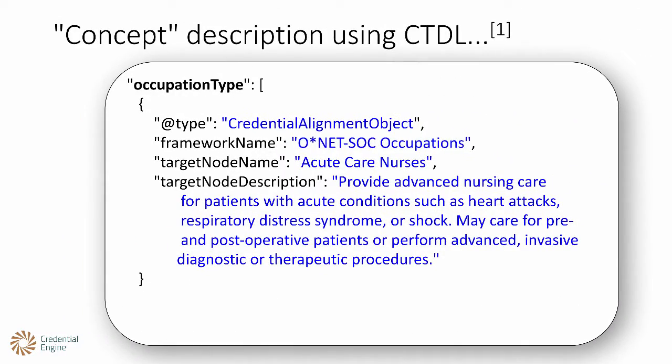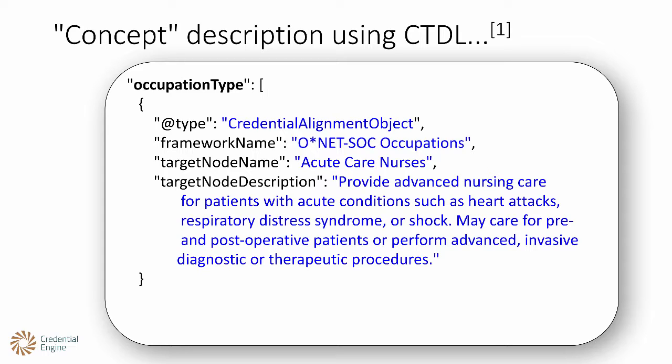So what you're looking at here is a snippet of JSON, and you'll notice the type line, credential alignment object. In other words, it's saying this thing is a credential alignment object, and it is describing an alignment between, for example, a credential and the ONET occupations. And the particular node in that framework is acute care nurses. So we get acute care nurses, and then we get the target node description, which is a description of acute care nurses. So that is data that is drawn from ONET.